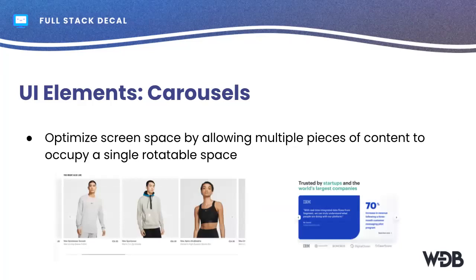We also have carousels, which optimizes screen space by allowing multiple pieces of content to occupy a single rotatable space. So usually what you have is a set of different cards, which can be rotated through by scrolling or clicking some sort of button. Right here, I believe this is Nike. On the left-hand side, we have a carousel by Nike with different cards of pieces of clothing. And then right here, you can see the button that allows you to scroll through the different cards. Same right here. We have different testimonials and a button that allows you to scroll through them.